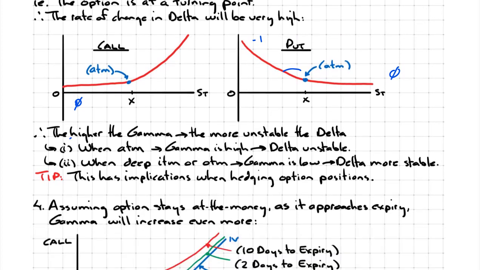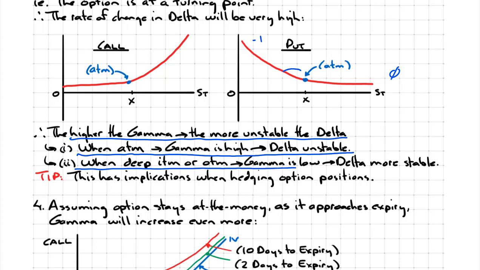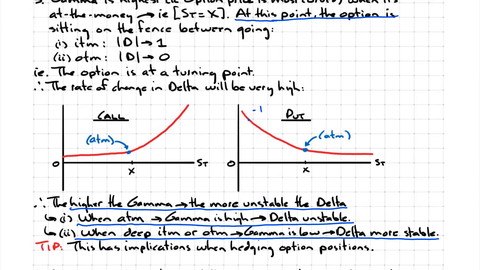So therefore, the higher the gamma, the more unstable the delta will be. And again, when is gamma highest? When the option is at the money. So when it's at the money, gamma is high, delta is very unstable. When it's deep in the money or out of the money, gamma is low, and therefore delta is more stable, as I demonstrated before. Let's just look at the case of the put option again.